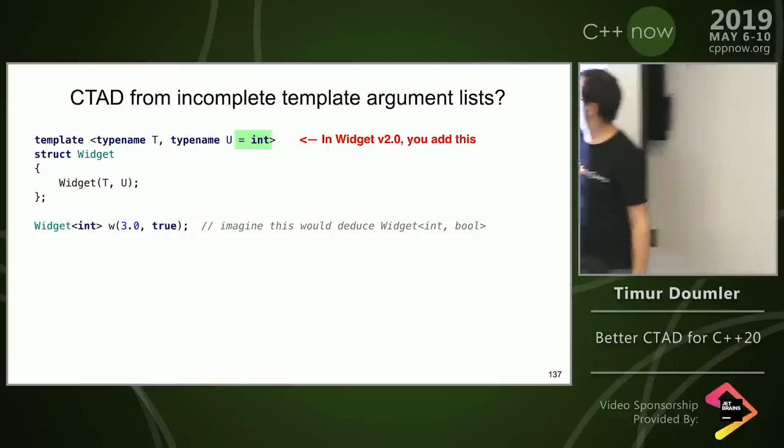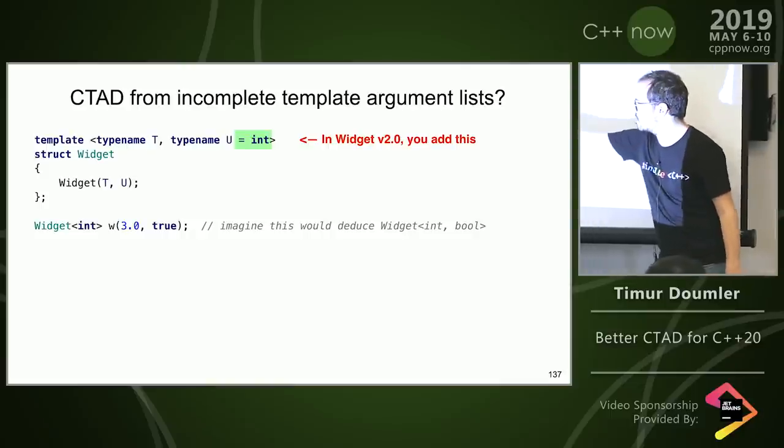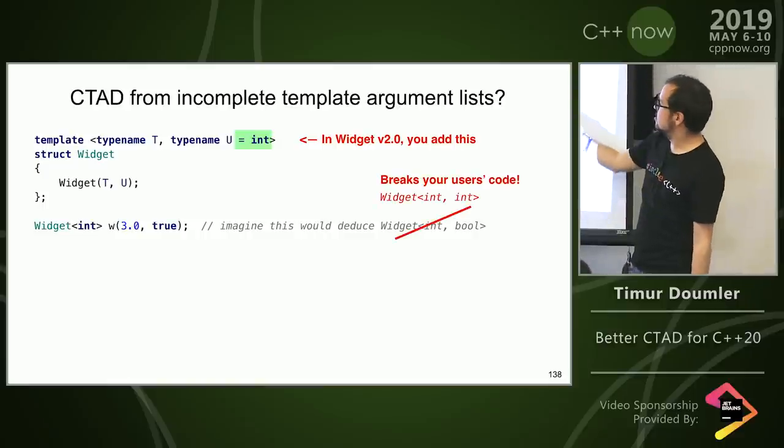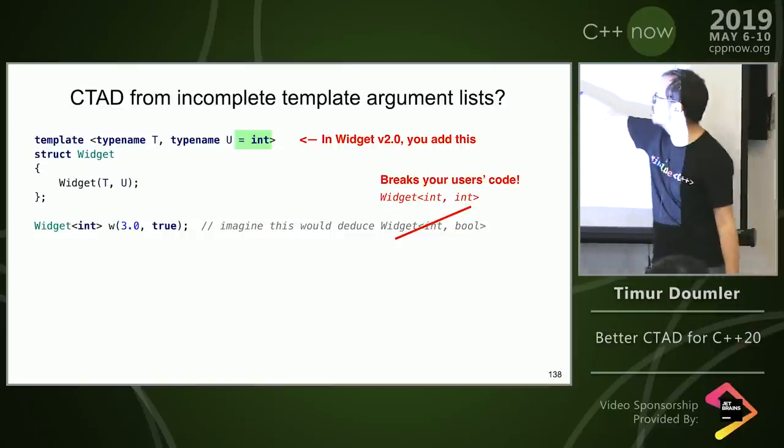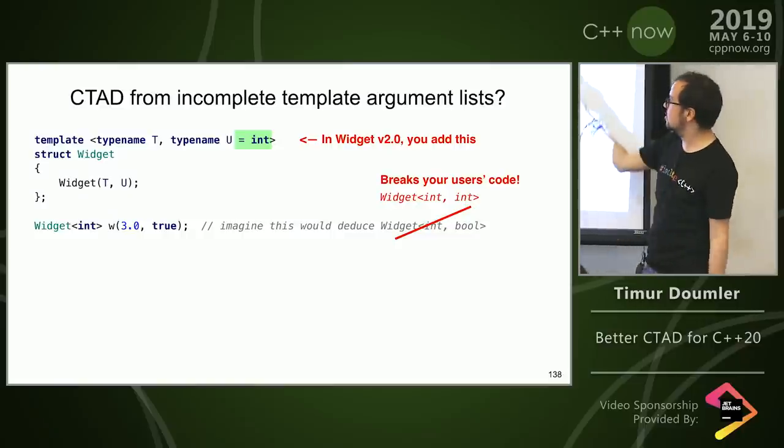Because now just by doing this, you're turning a placeholder type into a complete type. And then you're going to turn this to this. So your users are going to be deducing a different type just because you introduced this default argument here. So this would be a breaking change.